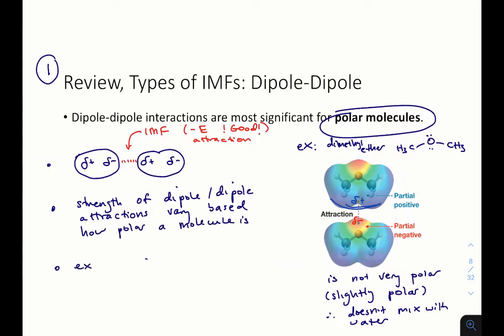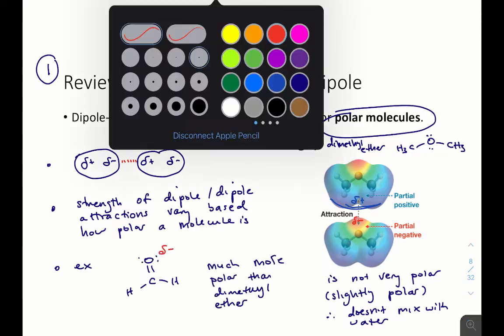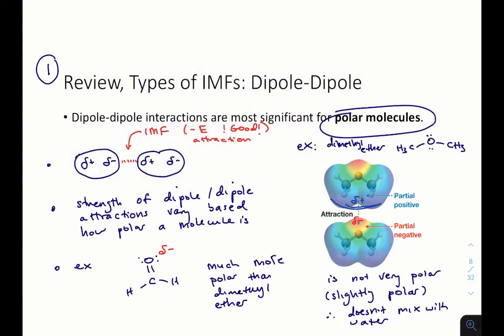For example, formaldehyde is much more polar than dimethyl ether, and it will mix with water. And that's because this partially negative oxygen is really sticking out on its own, and then you have this partially positive region down here. So it's much more polar than dimethyl ether, and it will mix with water.